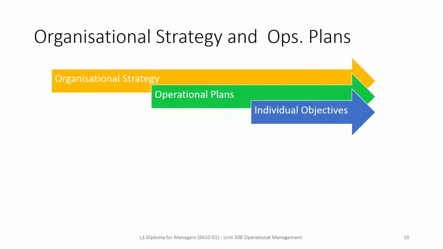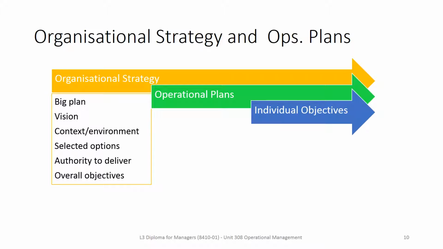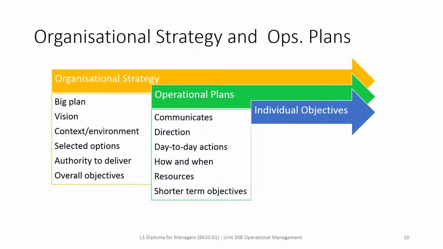So the organisational strategy is going to show the big plan, the vision, the context, the environment, what options have been selected. It gives the authority to deliver what's wanted, and it's the overall long-term objective for the organisation. The operational plan communicates that direction. What day-to-day actions do we need to carry out? How and when are we going to carry out those? What resources have we got? And then you can set shorter term objectives based on the overall objectives.